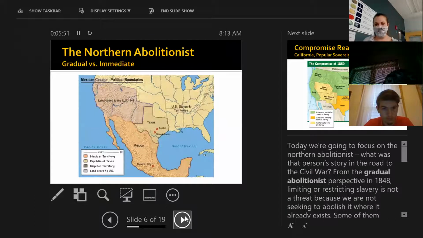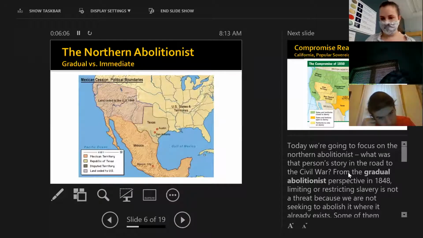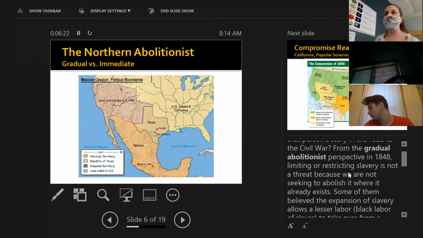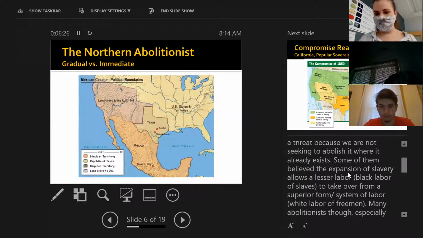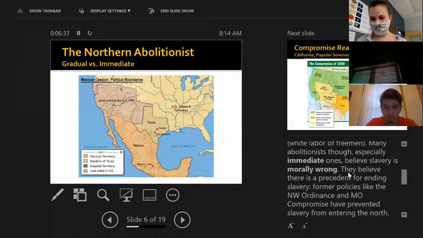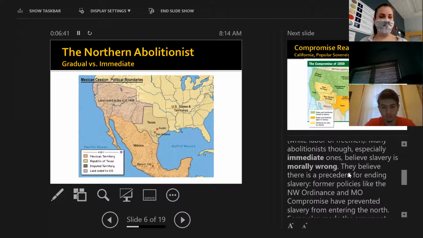We're going to start with the Northern abolitionists and the different types of abolitionism that we see on the road to the Civil War. The first is gradual abolitionism. A gradual abolitionist believes that slavery is fine, but we need to limit it, which means we're going to allow slavery wherever it already exists. So again, we are limiting its expansion, but we are okay with it lasting wherever it already is.